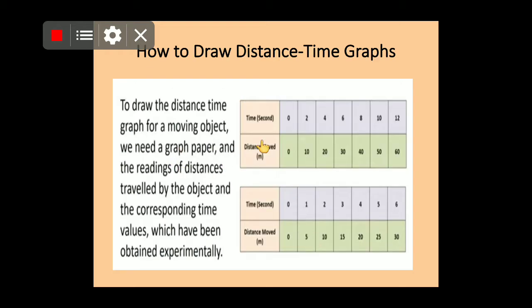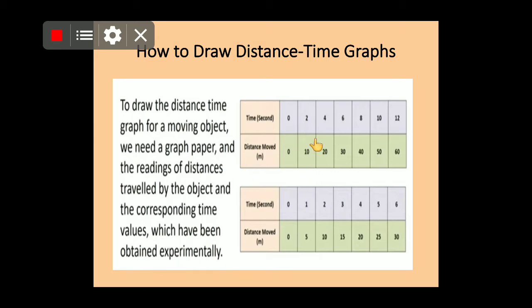Now, let us see how to draw the distance time graph. First, we should have a graph paper, and the other thing is that we should have an experimental reading observed. So to draw the distance time graph for the moving object, we need a graph paper and the readings of the distance traveled by the object and the corresponding time values which have been obtained experimentally.